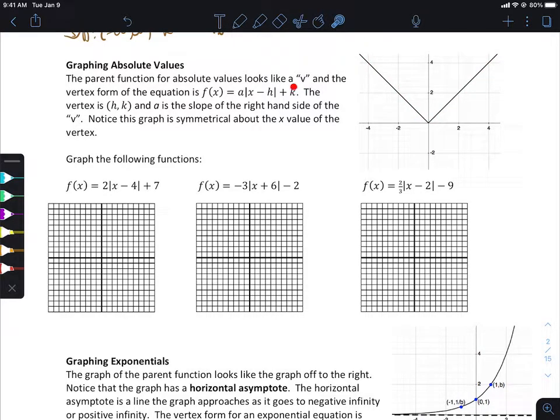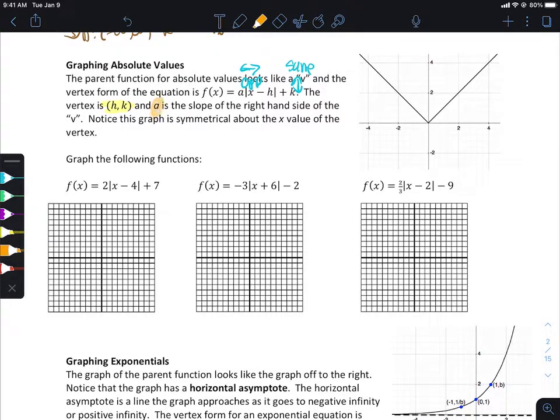Okay. It still follows that same pattern where we have the vertex opposite of what's inside, in this case, the absolute value bars instead of parentheses, and outside it goes in the direction of the sign. So this goes the opposite direction horizontally and then the same direction vertically outside. So that's why our vertex is at (h, k).